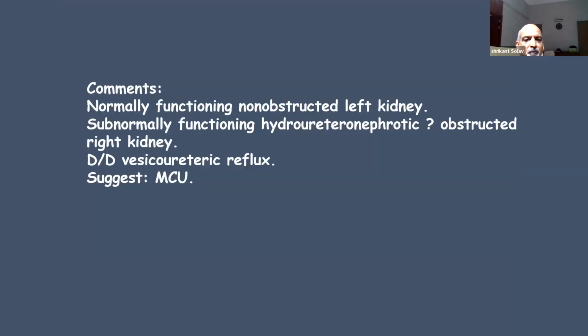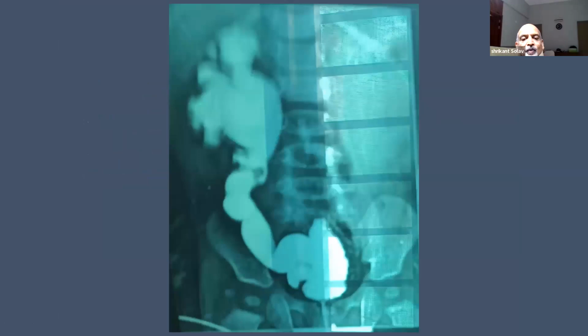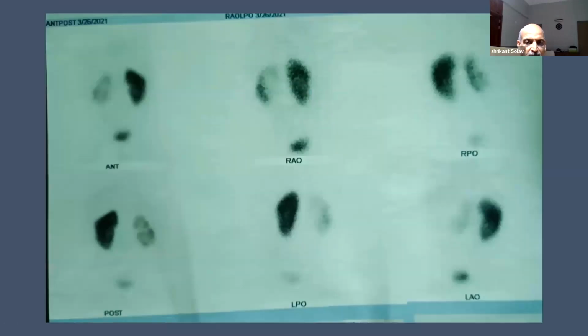So here we said subnormally functioning hydroureteronephrosis, question mark obstructive. This is what I have copied and pasted from what I had written. I was not at all confident. Differential diagnosis, it could be vesicoureteric reflux. And I asked for an MCU. And look at the MCU.